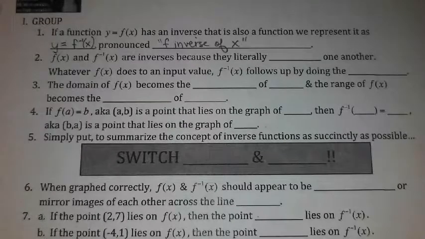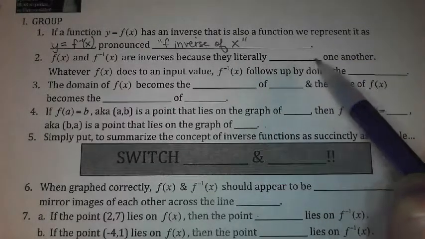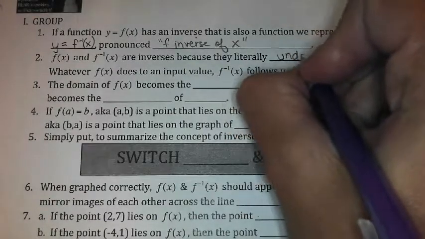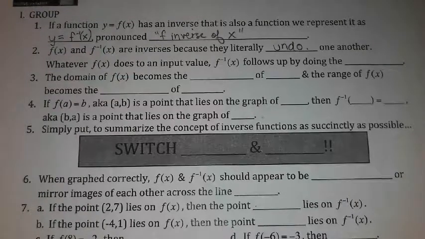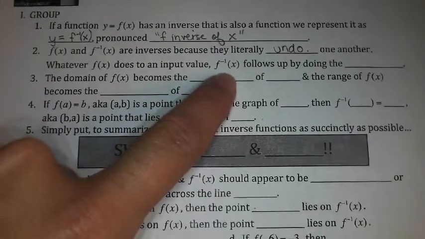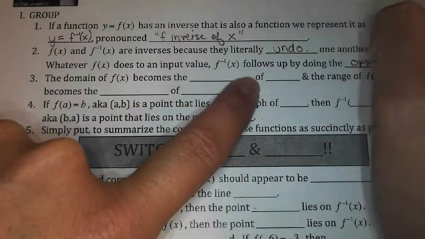Number 2 is kind of getting at that football analogy that I gave you yesterday, where these two machines literally undo one another, right? I'll just use the word undo. So if the one function multiplies it by 2, the other function is going to divide it by 2, right? They literally undo each other. Whatever f of x does to an input value, f inverse of x follows up by doing the opposite.